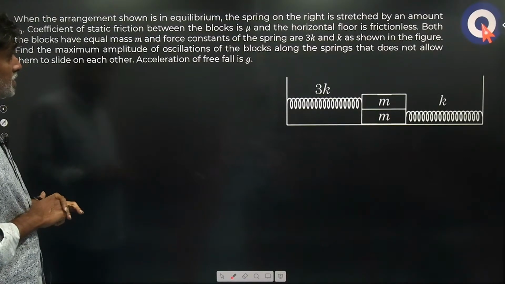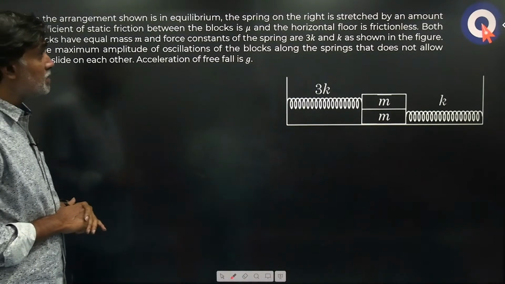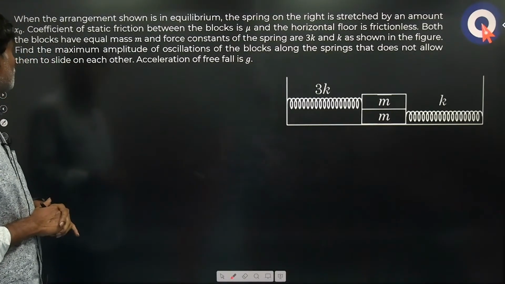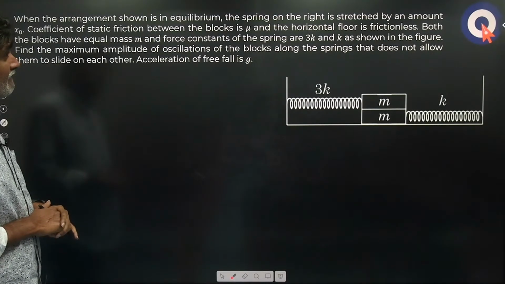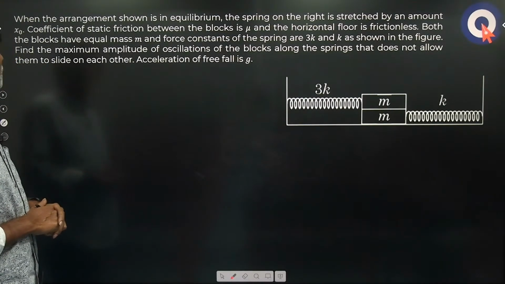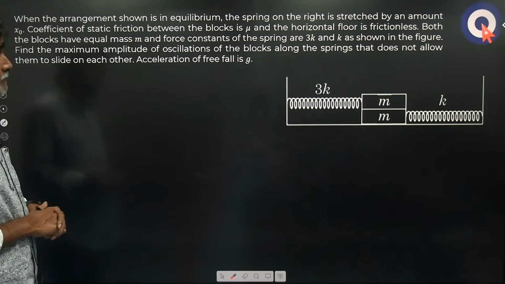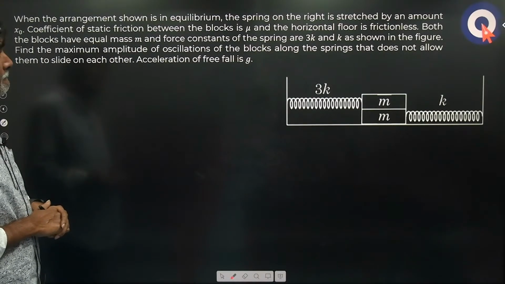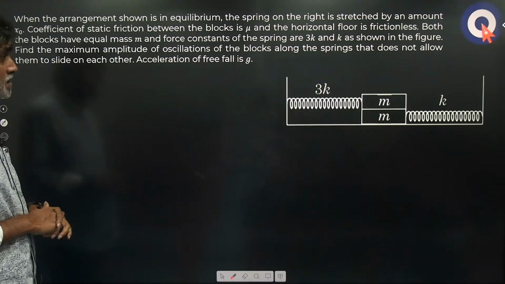Now this is the next question. When the arrangement shown is in equilibrium, the spring on the right is stretched by an amount x naught. Coefficient of static friction between the blocks is mu, and the horizontal floor is frictionless. Both the blocks have equal mass m, and force constants of the springs are 3k and k as shown in the figure. Find the maximum amplitude of oscillations of the block along the springs that does not allow them to slide on each other. Acceleration of free fall is g.